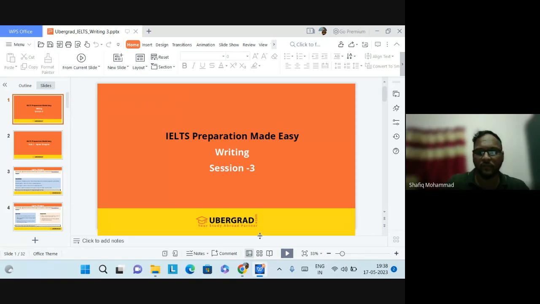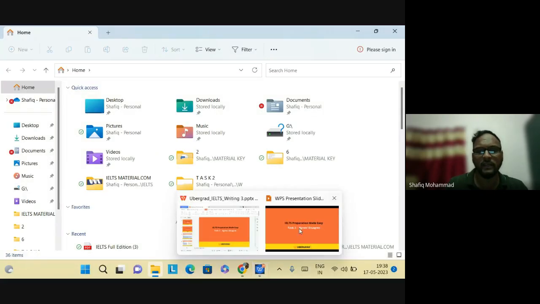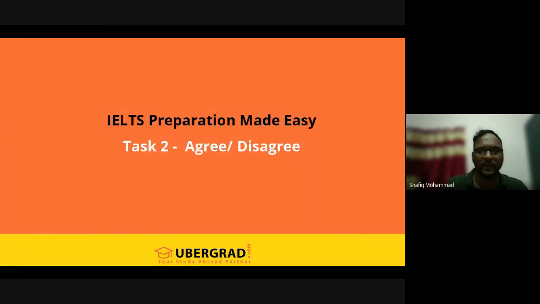Okay. So those who have just joined today, task 2 is for 40 minutes and you need to write 250 words. Okay. So today is session 3. We are going to discuss agree and disagree. This is our essay type where you need to agree or disagree, whatever is your opinion. So what I always say is, whatever your opinion is, you're going to write on the topic. Even if you agree or disagree, it depends upon you, right?